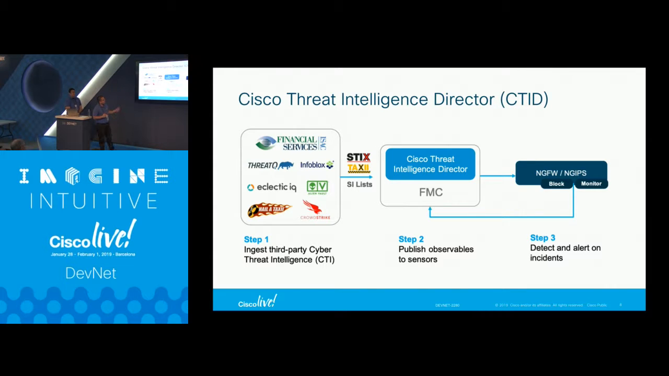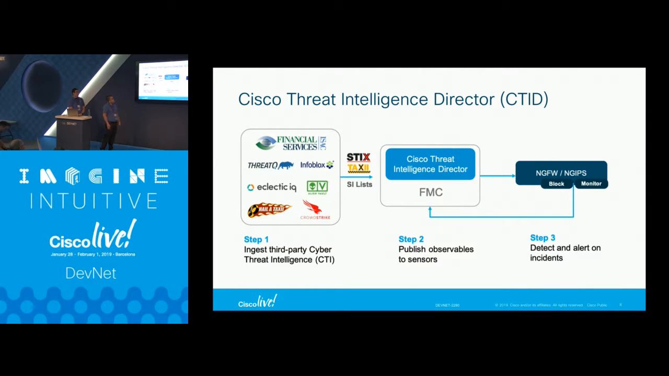So the Cisco Threat Intelligence Director lives on the FMC, and it has the ability to consume intelligence from third-party intelligence providers. We've listed some of the intelligence providers here on the left. You can see Electric IQ, you can see ThreatQ, Infoblox. So this is a non-exhaustive list. There are a bunch more intelligence providers that we support as long as they follow open industry formats.